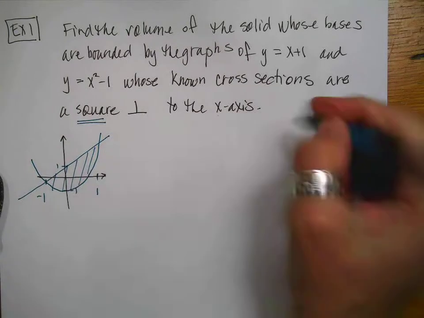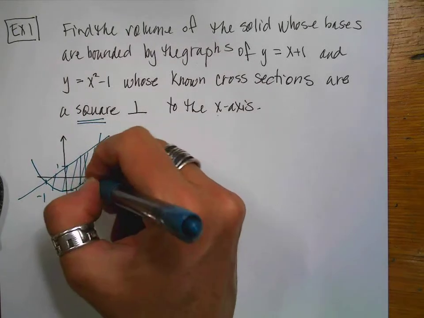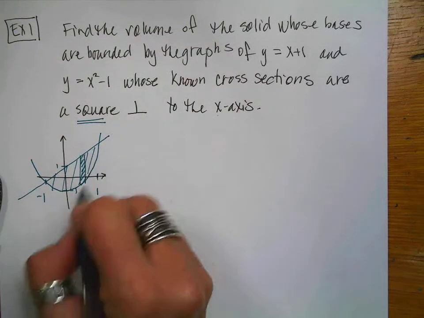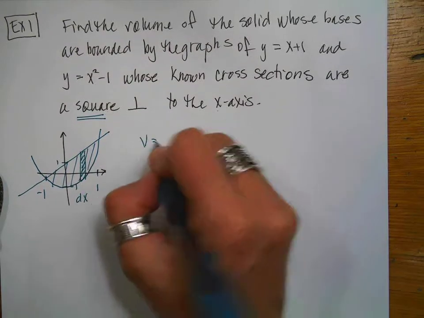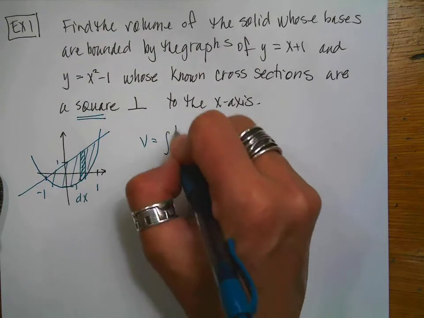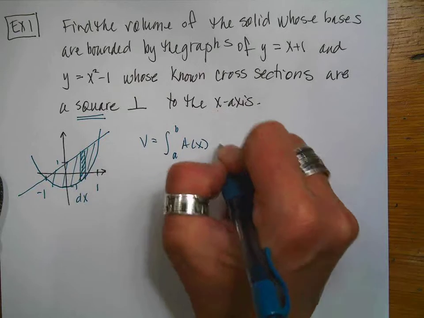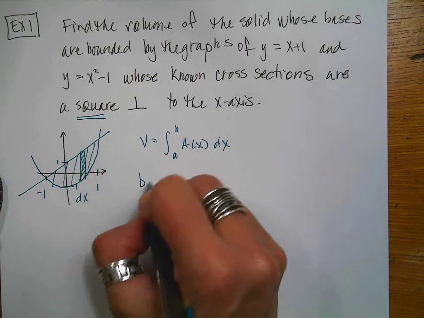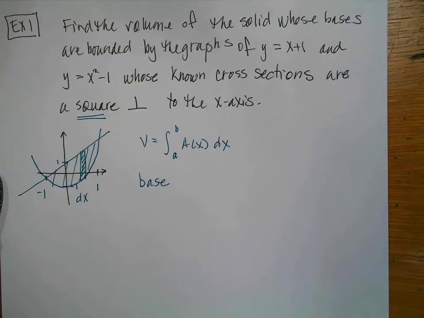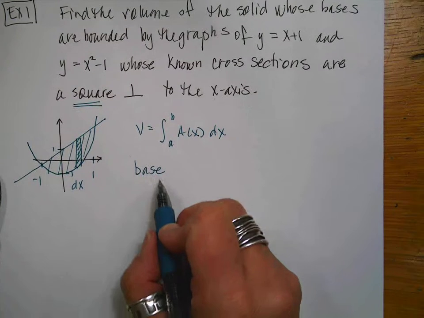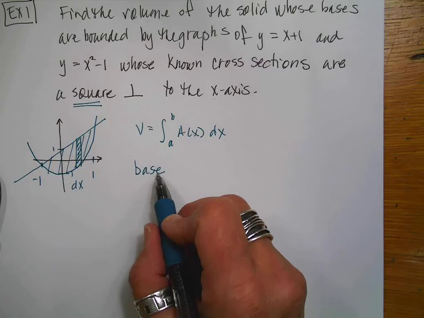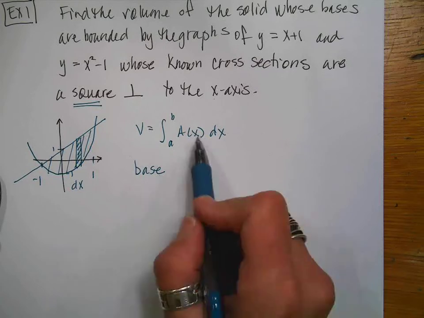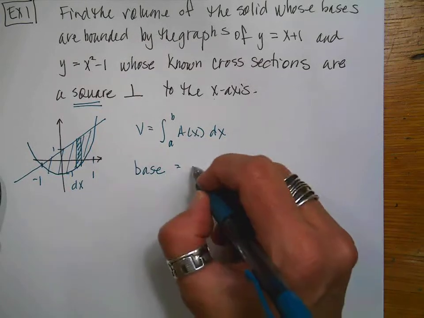because my known cross-sections are perpendicular to the x-axis, that means that here's going to be my shape, and there's going to be a dx. So the volume is the integral from a to b, a of x dx. So the first thing that I'm going to do is I'm going to calculate my base. And when I do these problems, I write this out because I need to know that you knew how to determine the length of that particular side in your area calculation.